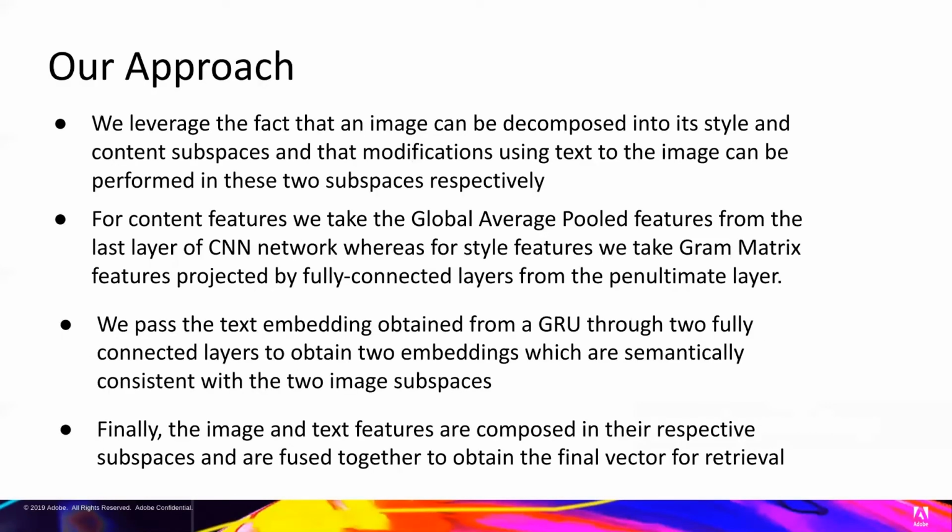So in our work, we leverage the fact that an image can be delineated by its style and content features, and that modifications to the image can be performed in these two subspaces respectively. We use the average pool features from the last layer of a CNN as our content features, and the projection of gram matrix features obtained from the penultimate layer of the CNN as our style features. We then pass the text embedding obtained from a GRU through two fully connected layers, which correspond to the two image features respectively. Finally, we modify the image in its two subspaces and fuse these two features into a single feature vector for retrieval.